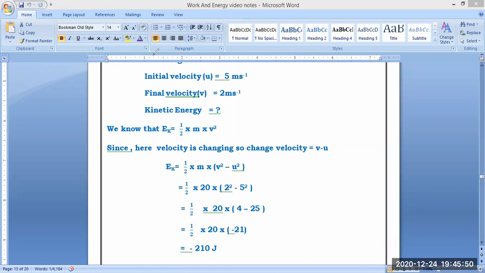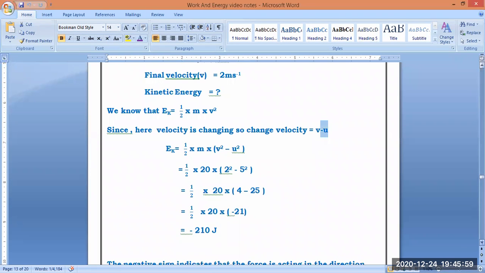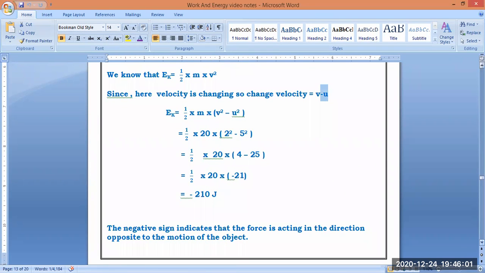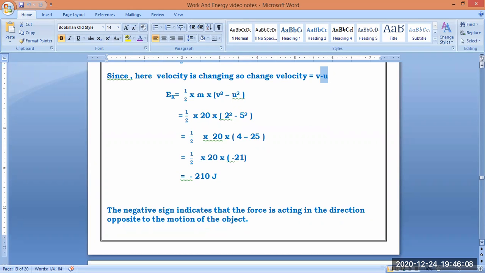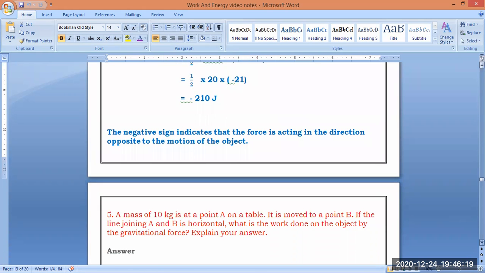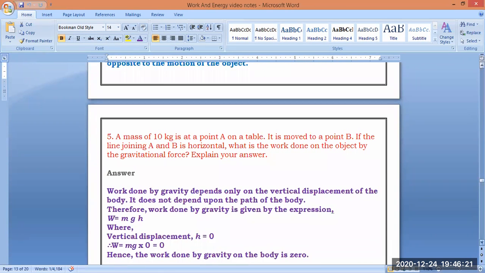So why is there a negative sign? Because the velocity is changing. The object was in motion and the velocity is decreasing. So the negative sign indicates that the force is acting in the direction opposite to the motion. So whenever the answer is negative, we have to write the reason why there is a negative symbol. Let us go to the fifth question.